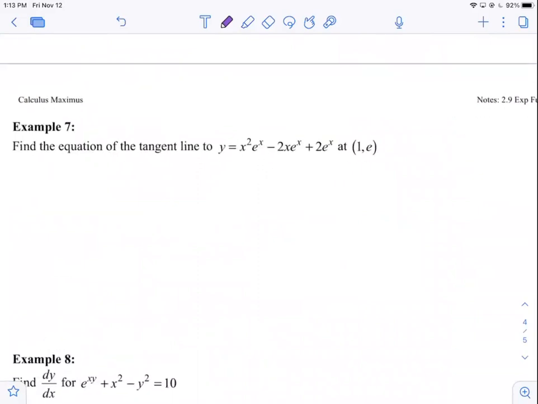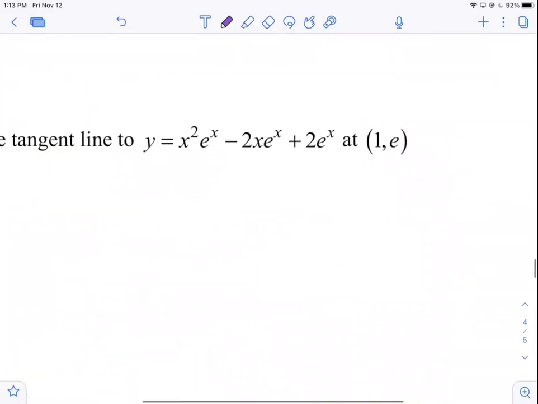Ooh, look at this one. Find the equation of the tangent line to y equals that at the point (1, e). So they're giving you the ordered pair, so we already have the x and y value. So we're 2/3 of the way there.